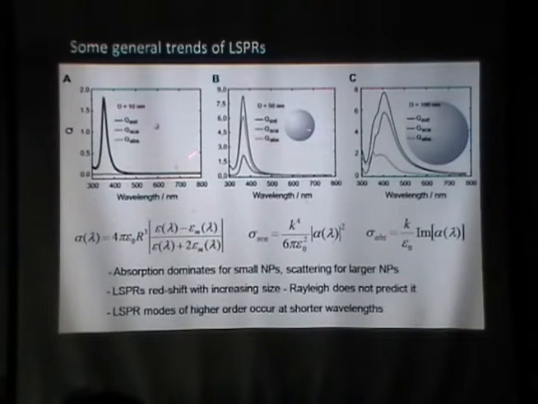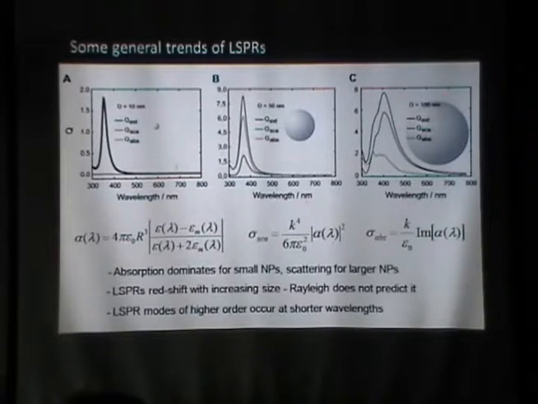So if we increase the size, we see that now the absorption goes down a little bit, the scattering becomes more important, but we also see a shift in the resonance. If we would close up here and take a look at the maximum scattering wavelength, we will see it's shifting by some nanometers. Here the shift is more pronounced. That's the failure of the Rayleigh approximation that I told you before.